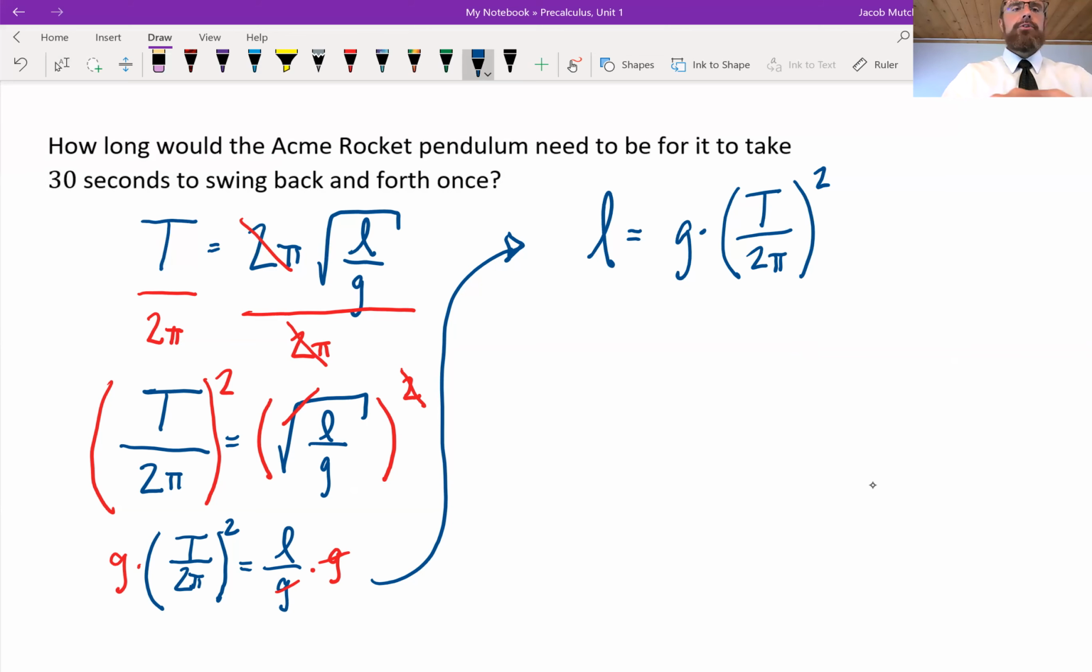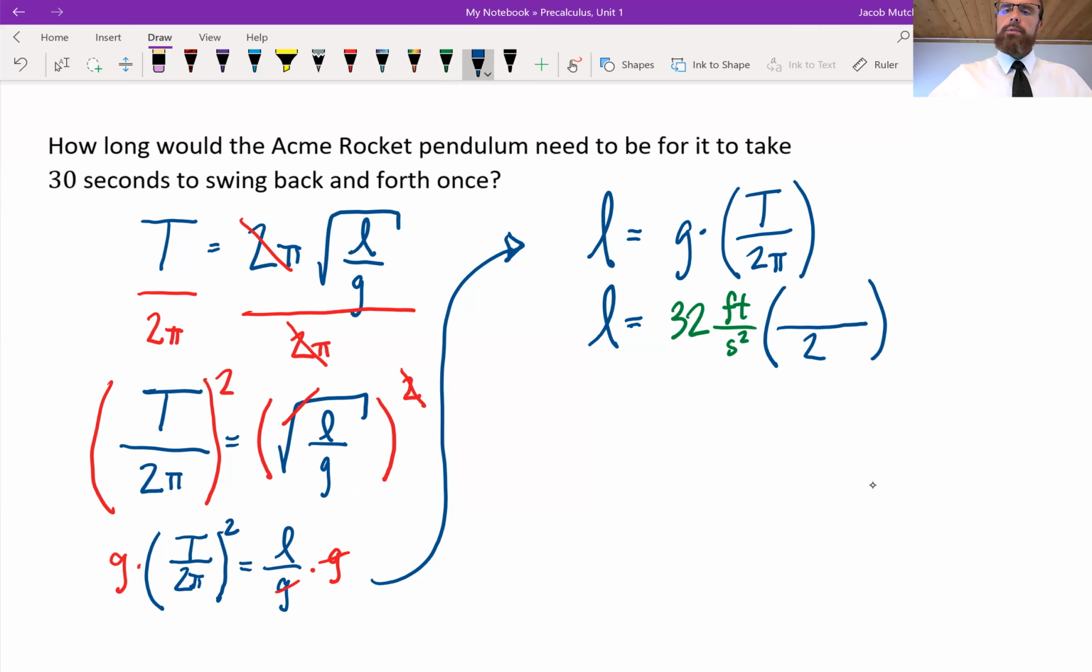So really I'm interested in the time of 30 seconds. So again, I'm going to put in for g, since we're dealing with feet, 32 feet per second squared. And remember, that's just the constant value that we always take for the acceleration due to gravity. So 2 pi is part of the formula. I'll just put it there. And then the time we're interested in is, from the question, 30 seconds.